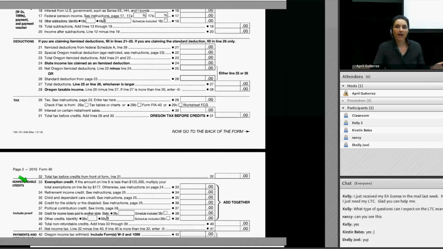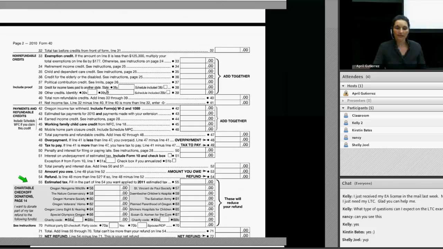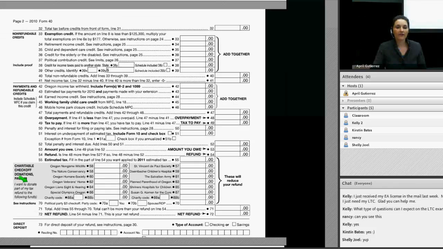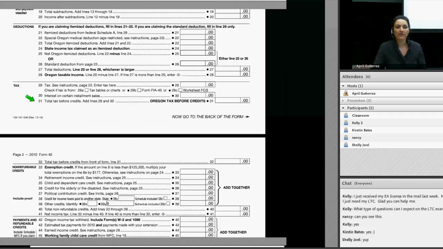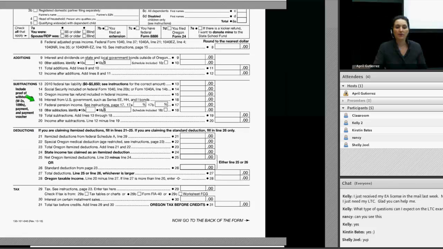Once you've got the Oregon tax, now you move on to Oregon credits. And like the federal, Oregon divides credits into two categories: non-refundable credits and certain kinds of credits that are refundable, such as the Earned Income Credit, the Working Family Credit, and the Mobile Home Park Closure Credit. Those are refundable credits. So we're going to take each of these sections of the Oregon form in order, and that means, of course, we're going to start with additions. We'll move on to subtractions. We'll then talk about deductions, and then, of course, finish up with credits.